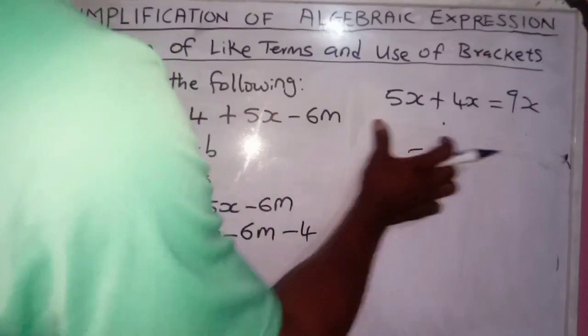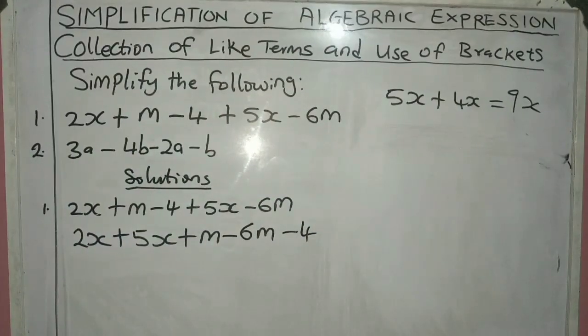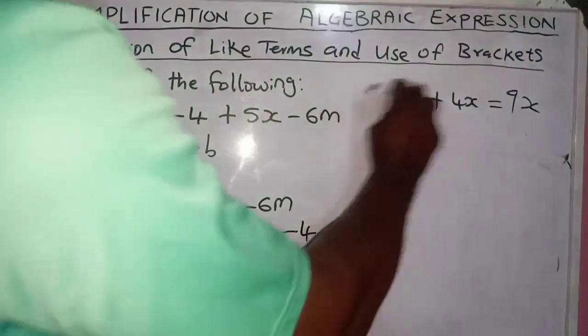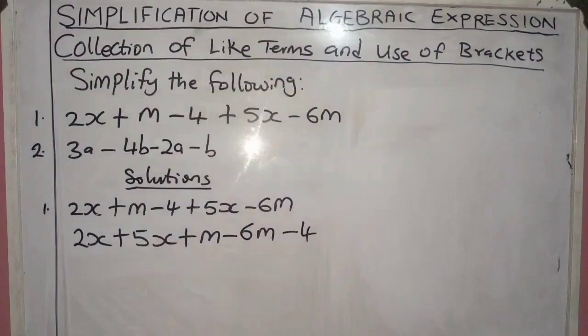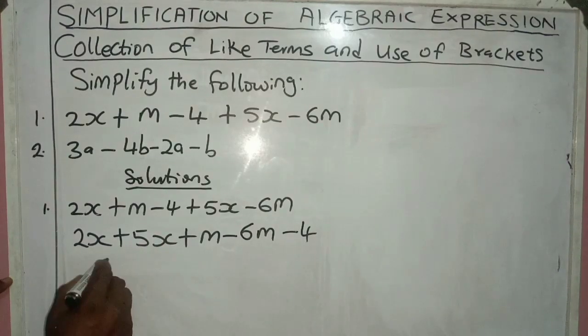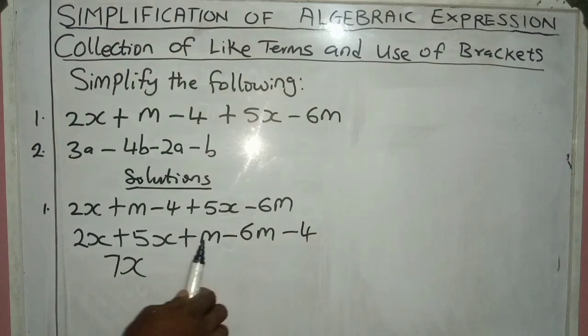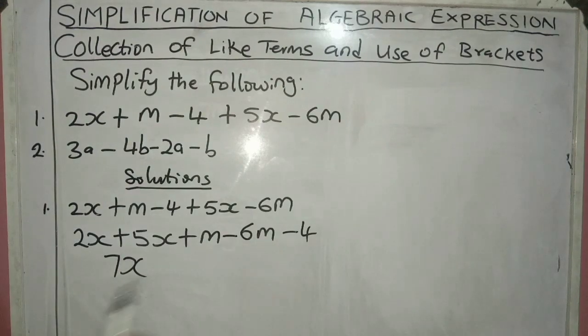So what I'm trying to say is that as you are dealing with like terms, you can bring them together by virtue of addition or subtraction. But when they are not the same, you can never bring them together by addition or subtraction. Now let's go back to our question. 2x plus 5x. They are the same, so we can bring them together. That will give us what? 7x. Then the next one we have here is m minus 6m.